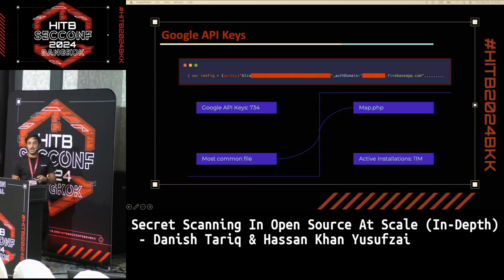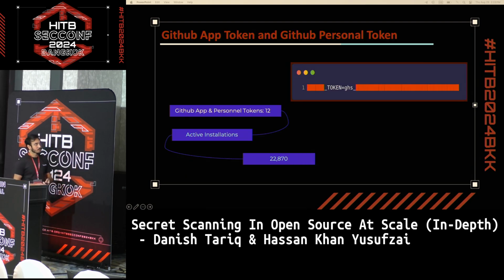Other exposures: Google API keys. As you know, these keys are used for multiple purposes, for YouTube, for tracking and other stuff, right? And stuff can happen with Google API keys, right?